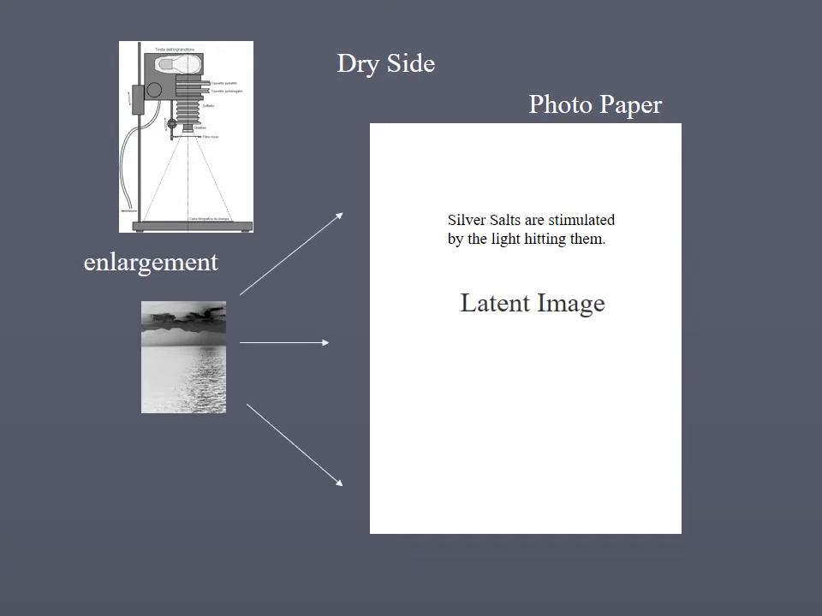When you do that, the light stimulates the silver salts. So just as it happened in the film, it's happening on this piece of paper. And again, you have a latent image. So you have to take it over to the wet side for it to be developed.